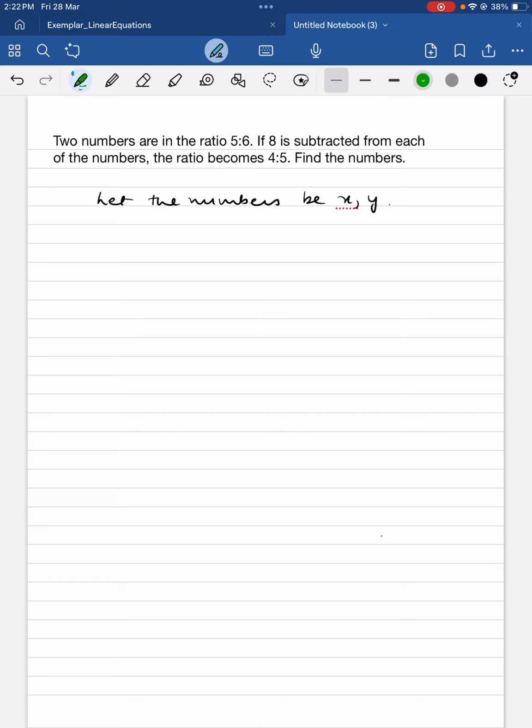Now, let's form the first linear equation. They have said that the two numbers are in the ratio 5:6. So x by y equal to 5 by 6. And cross multiplying, I would get 6x is equal to 5y, or 6x minus 5y equal to 0. So that's my first linear equation.